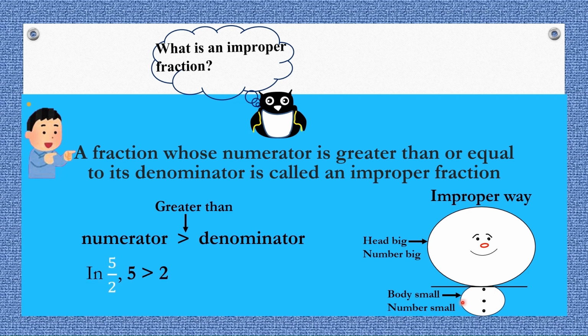Now let us take an example. In 5 by 2, 5 is the numerator and 2 is the denominator. As you see, 5 is greater than 2. Another example, in 8 by 5, 8 is greater than 5. Improper fractions have value greater than or equal to 1. This again we'll be doing in detail in our next video.